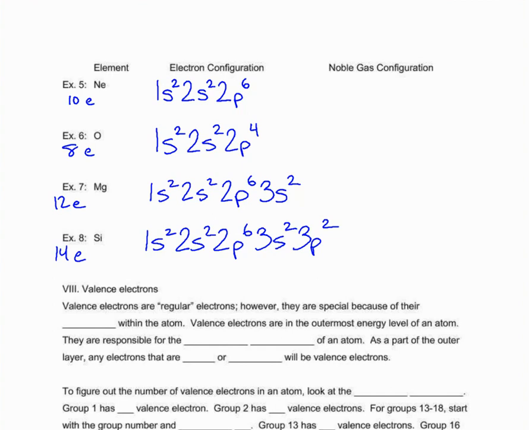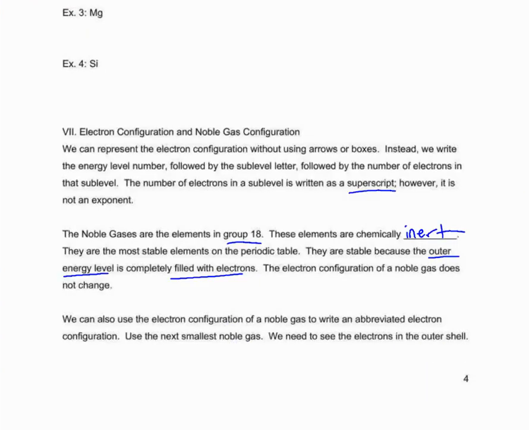So we have another abbreviated version. Flip back to the previous page. Remember, the electron configuration of a noble gas is not going to change. They're stable because their outer level is completely filled with electrons. So we can use the electron configuration of a noble gas to write an even more abbreviated electron configuration. Here are the basic steps. Use the next smallest noble gas.